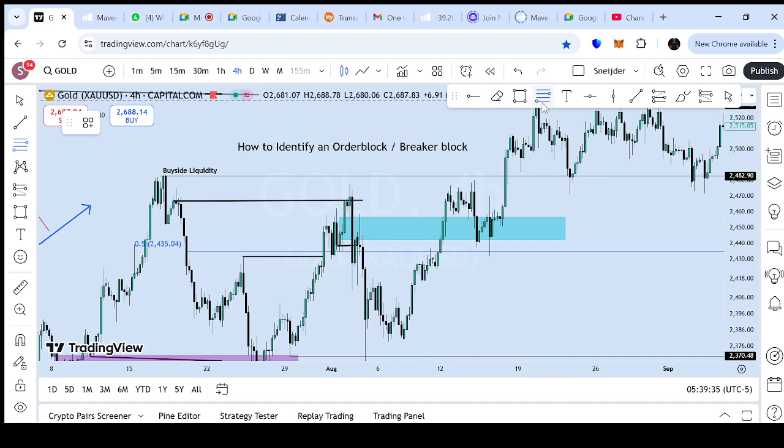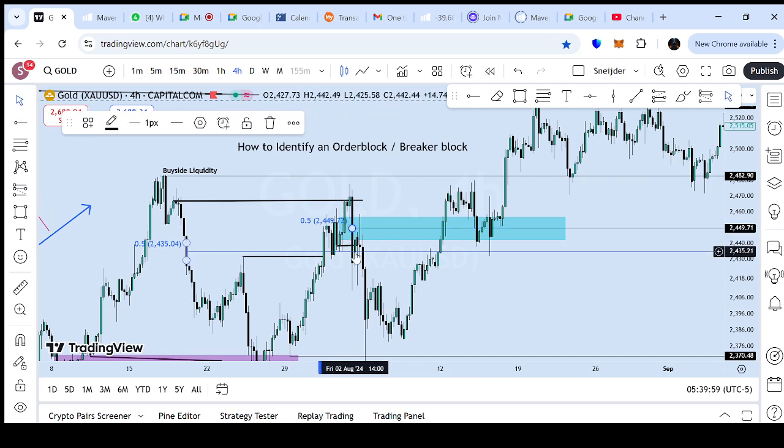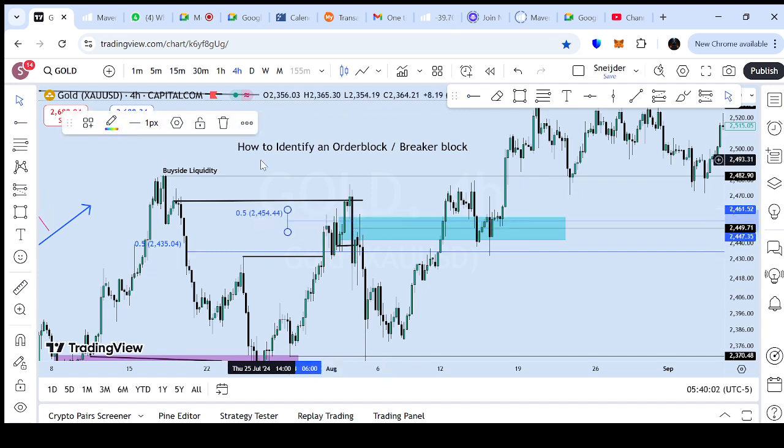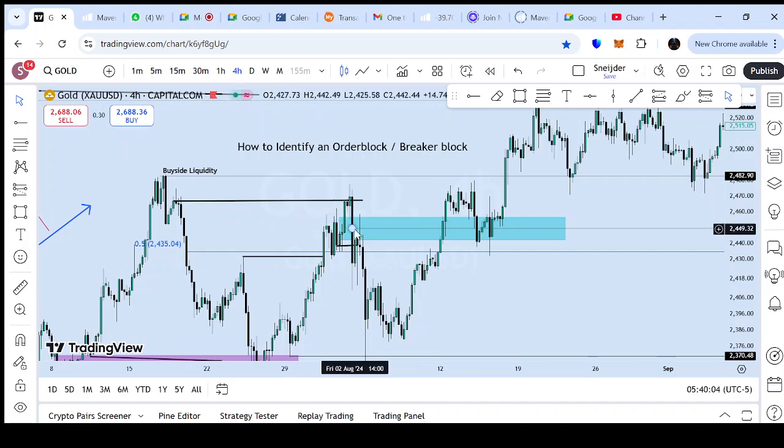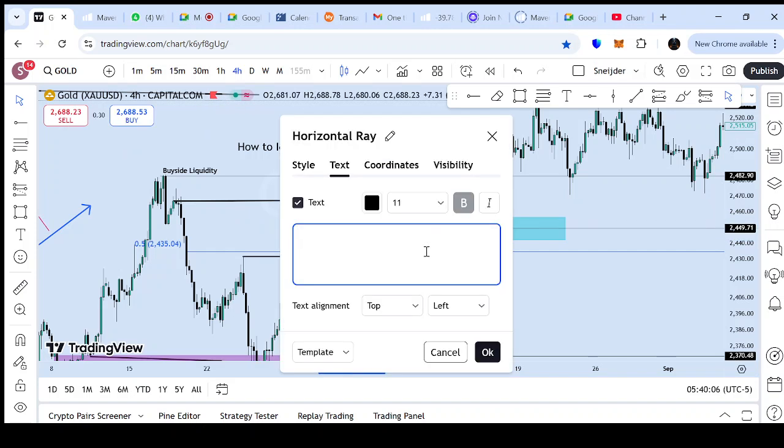So you pick your Fibonacci, you anchor from the high of that candle that created it to the low of this last close candle. Here is your 50% level. So you use your horizontal ray, you place it at the exact line. Can you see that? Yes. You can now remove your Fibonacci. Here is your consequent encroachment.